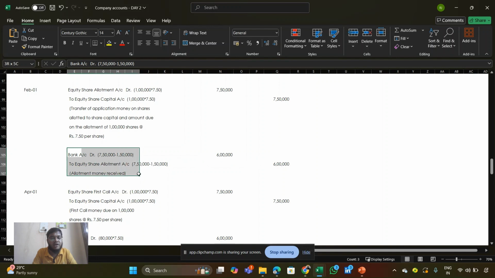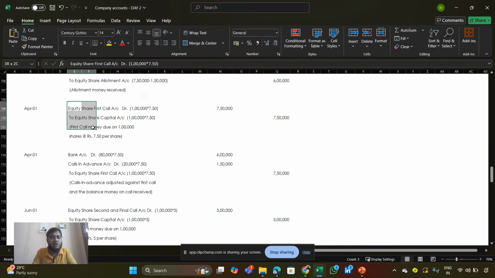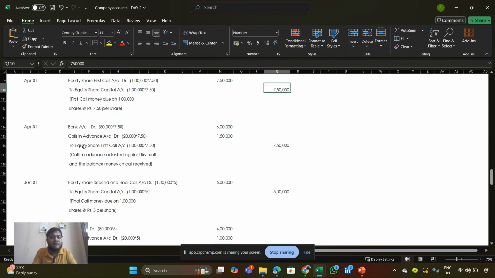Bank account debit to equity share allotment money received is 6 lakh to 6 lakh. So for share first and final call, the due amount is 7 lakh 50. The received amount is bank account debit, calls in advance account debit to equity share first and final call. The whole amount of 7 lakh 50 we have to receive, but we adjusted 1 lakh 50 there, for the 20,000 into 7.5. 1 lakh 50 adjusted, balance 6 lakh we received.